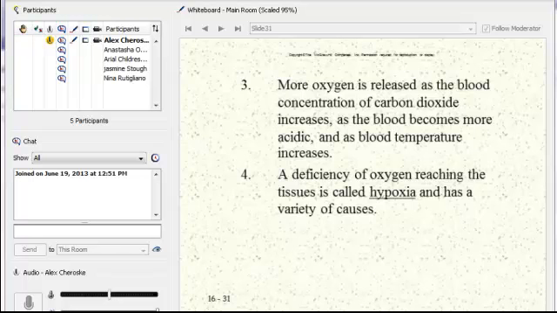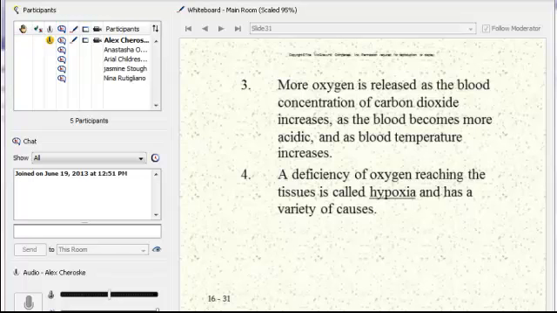Of course, if there's more carbon dioxide, at the same time they're putting out carbon dioxide, they're using oxygen. So we're going to need to deliver oxygen to them. And then we said that pH is directly related to carbon dioxide levels. And so if it's acidic in the area, that's a good place to drop off as well.